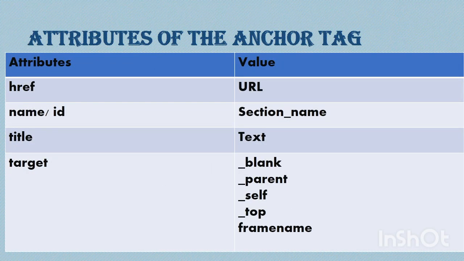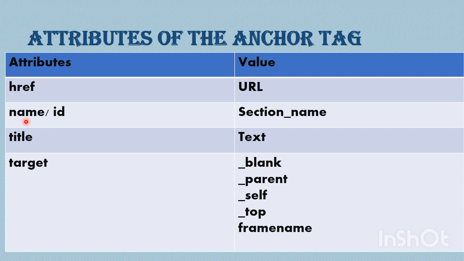Attributes of anchor tag. Anchor tag is used to create linking. Now the first attribute, href. What is this? Hypertext reference. Again I am repeating, listen carefully. href is hypertext reference. What does it store? URL. What is this? Uniform Resource Locator. href stores the path of the next web page you want to link.